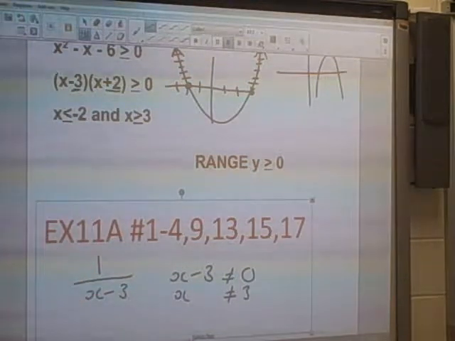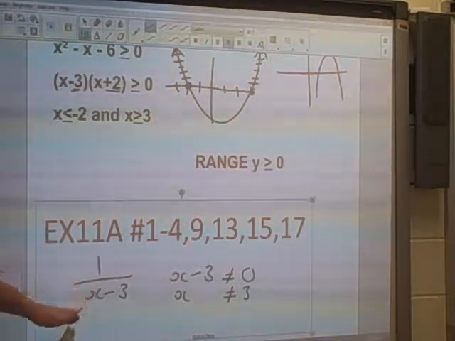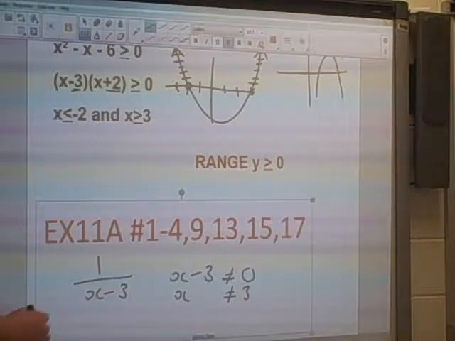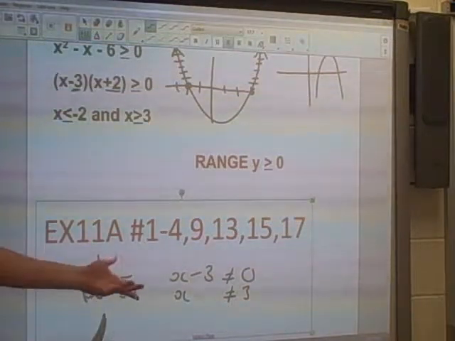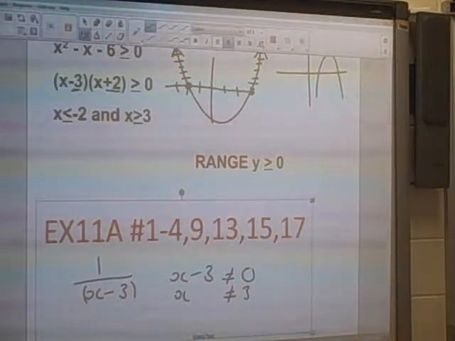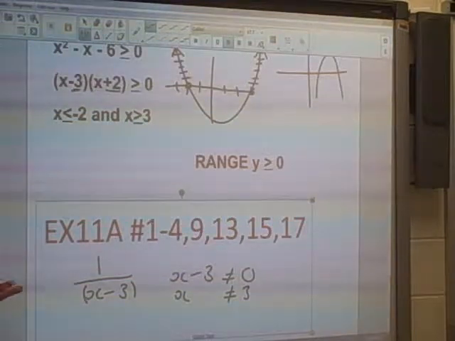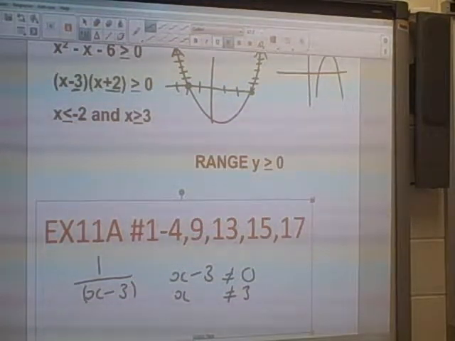For the range of this one, we could also use a transformation for this graph. Notice this is the graph of 1 over x that we had earlier, but it's been moved 3 places to the right. So as we already know the range for that answer, we could figure out the range for this question as well.